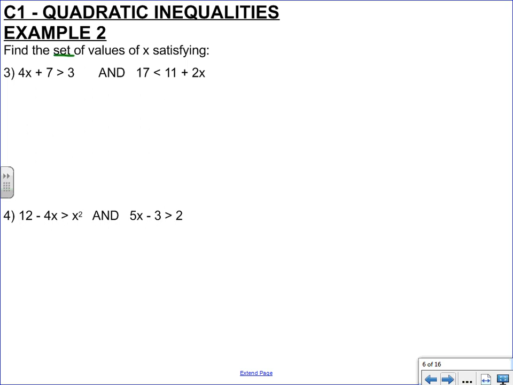Let's find the set of values satisfying both of these things. Okay, no problem. So if we have 4x plus 7 greater than 3, first I'm going to solve this inequality, then I'm going to solve this inequality and see where they match, see where they both are satisfied. So here, let's try and make x the subject. So 4x is greater than 3 minus 7 is minus 4. Divide everything by 4 and you get x is greater than minus 1.